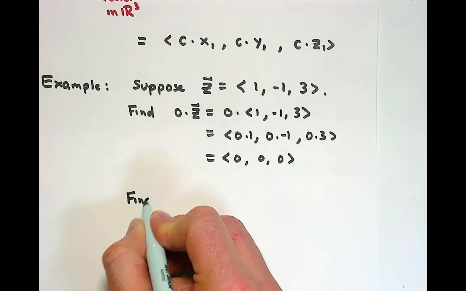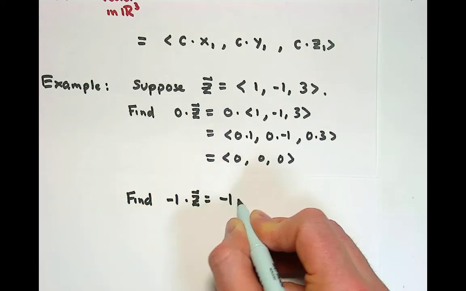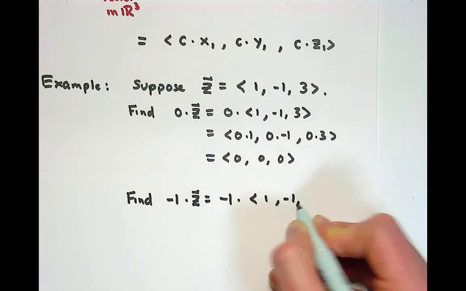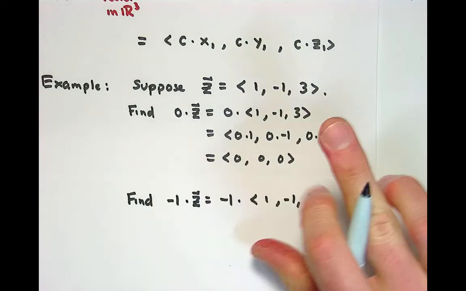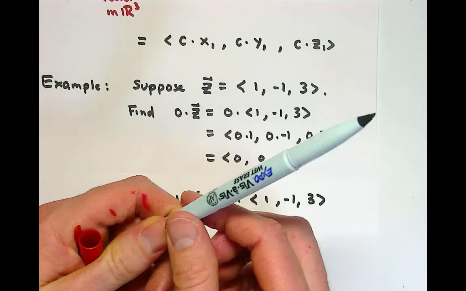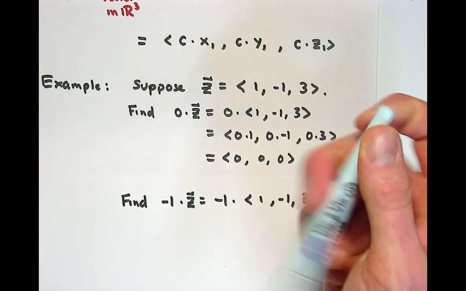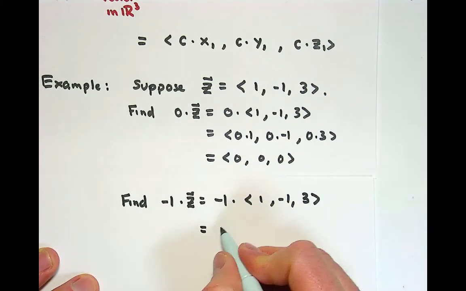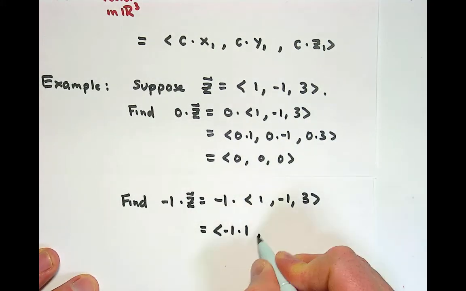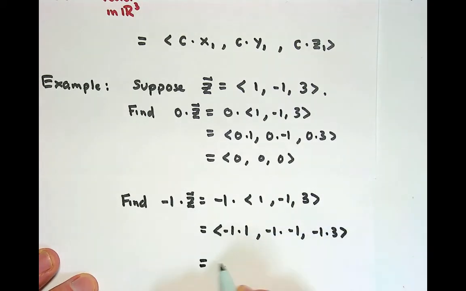And we could also find another version, which is perhaps the negative version of z. So I'm just going to multiply z by negative 1, which would flip the orientation. It would be in the same direction. It would just be 180 degrees along that line. So here we would have negative 1 times 1, negative 1 times negative 1, negative 1 times 3, which of course would be negative 1, positive 1, negative 3.